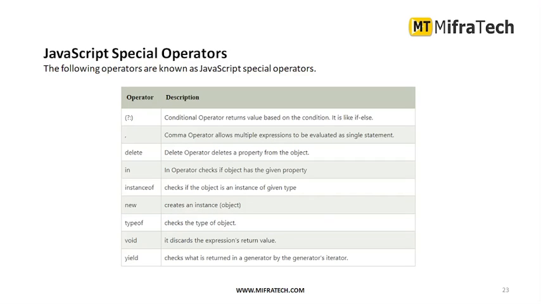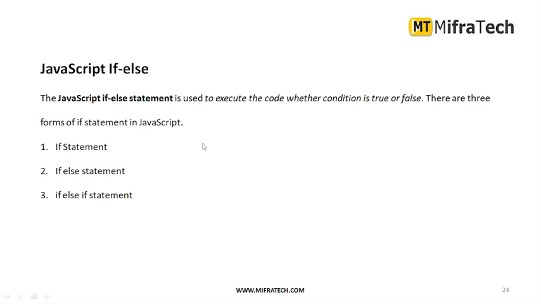Then some of the special operators are there. Conditional operator returns a value based on the condition. It is like if else. Comma operator, delete operator, in operator checks if an object has the given property. Instanceof, new creates a new instance of an object. Typeof checks the type of an object. Void discards the expression's return value. Yield, and many more.